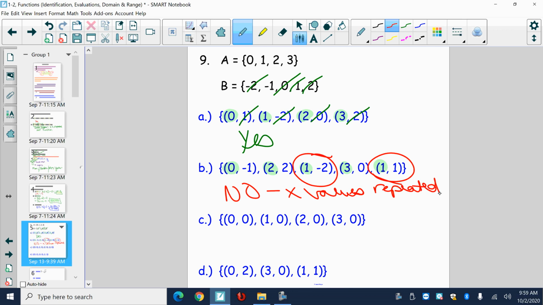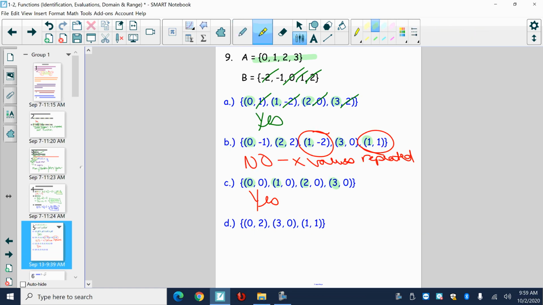Okay? Next, 0, 1, 2, 3. Well, 0, 1, 2, 3, I've used them all, and they all chose 0, and none of them repeated. Is that legal? Absolutely. You and your family can go get ice cream, and every single person can choose chocolate ice cream. That's totally fair, and yes, this is a function.